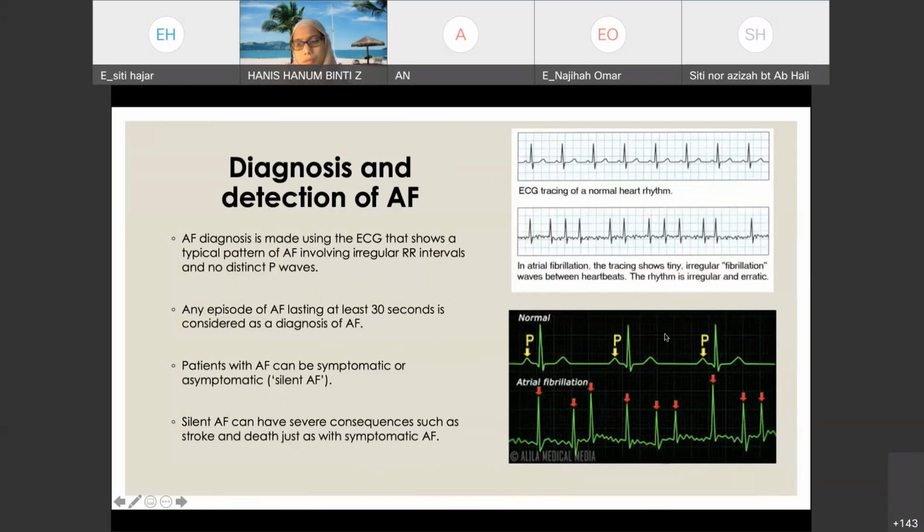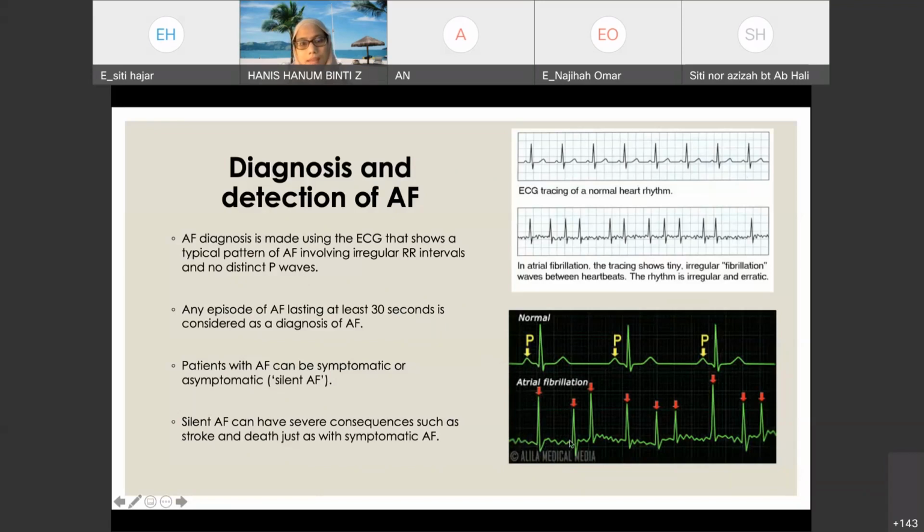This is your normal ECG. You have your P, Q, R, S, T. Now in AF, there is no P wave. As you can see here, it's just so erratic. There is no distinct P wave. Kalau macam ni kan, you're normal. You can see your P wave, but in AF it's so erratic.